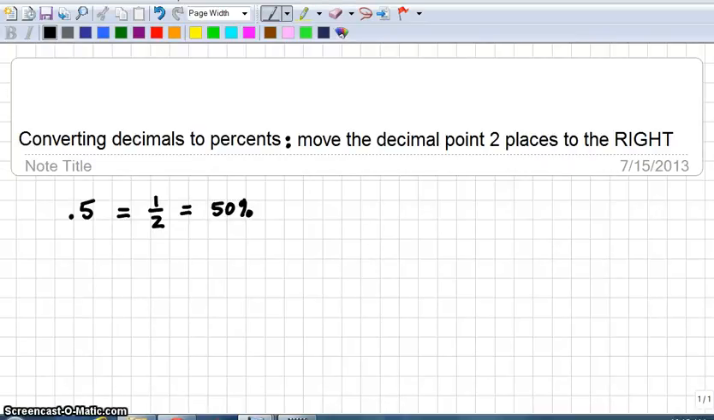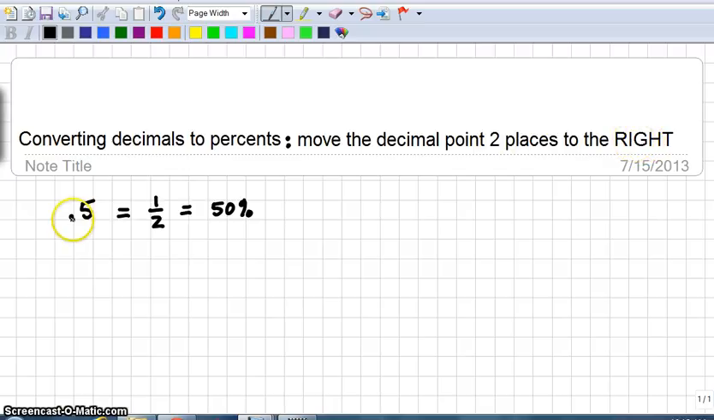One of the things that you should be able to do well as a high school student is convert decimals to percents. The general way to do that is to move the decimal point 2 places to the right. But let's talk about why that is the method that you should use.